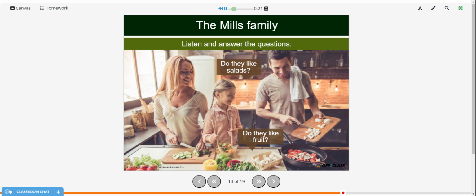This is the Mills family. They like to eat salads. They like to cook at home, but sometimes they go to restaurants. They all like fruit, especially tropical fruit. They also really like berries, like strawberries, blackberries, and blueberries.